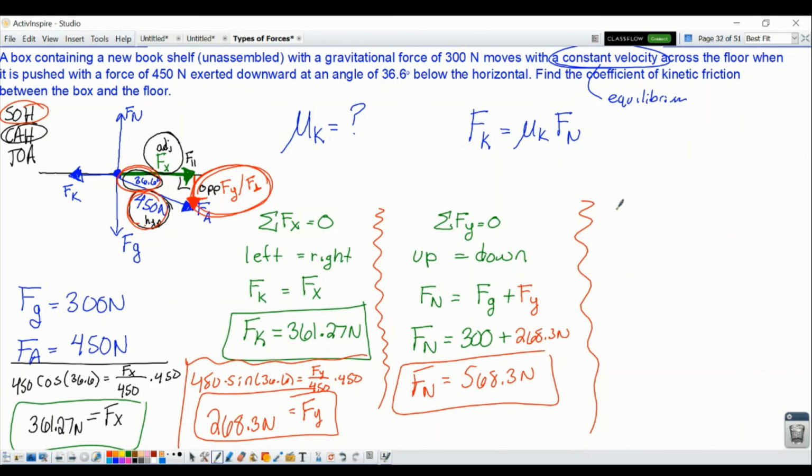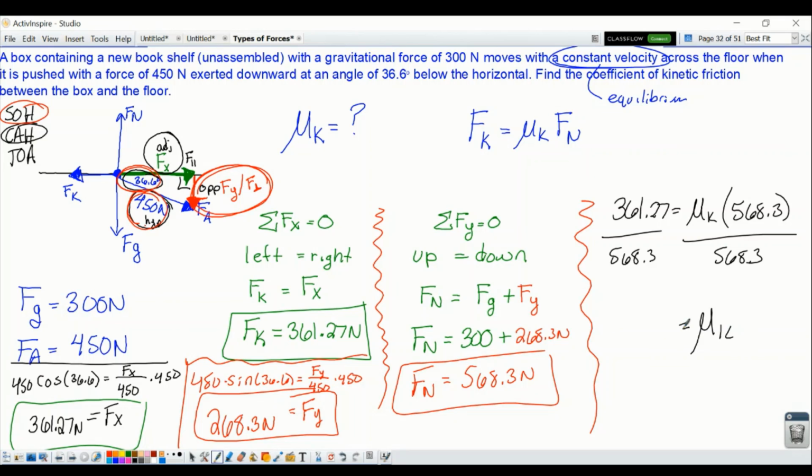So substitute in. The force of kinetic friction, 361.27, equals the coefficient of kinetic friction times the normal force, 568.3. Divide both sides by 568.3. And we get the coefficient of kinetic friction is 0.64. We rounded to 2 decimal places.